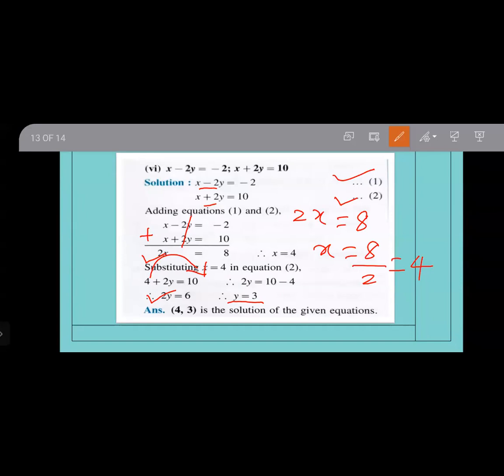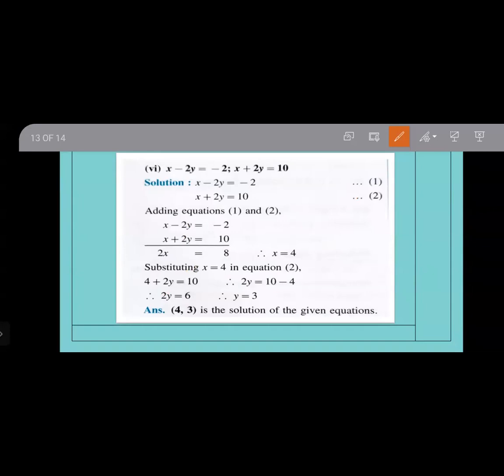(4, 3). Why? Because 4 is the value for x and 3 is the value for y. Always you have to write x first and then y. Now you must be thinking that if I want to solve this by the substitution method. So you can do it by substitution as well.